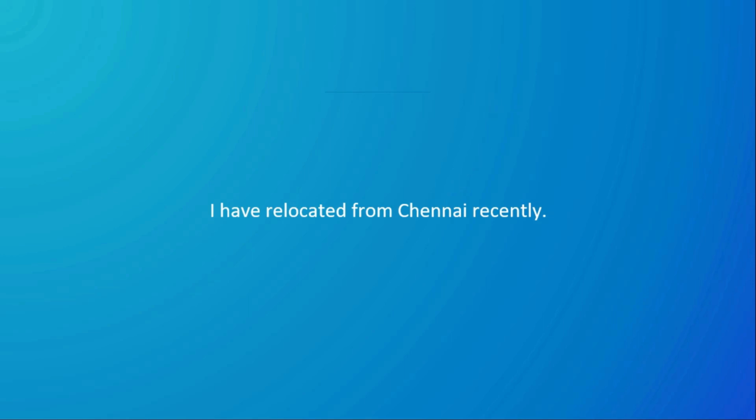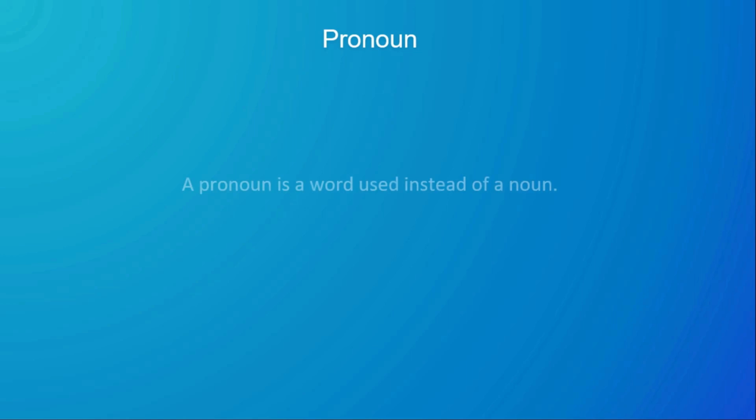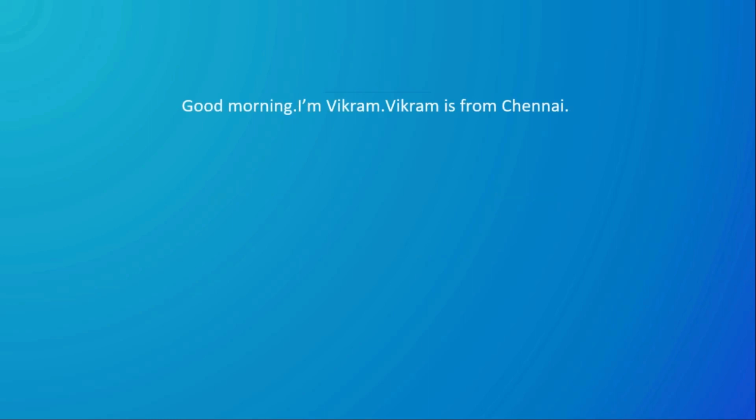Let's now understand what pronouns are. A pronoun is a word used instead of a noun. Some of the commonly used pronouns include I, you, we, he, she, it, and they. Let's look at some examples. Let's say an interviewer asks you to introduce yourself and you say, "Good morning, I'm Vikram. Vikram is from Chennai." Although this sentence is grammatically correct, do you observe that there is something odd about it if you introduce yourself in this way to an interviewer?